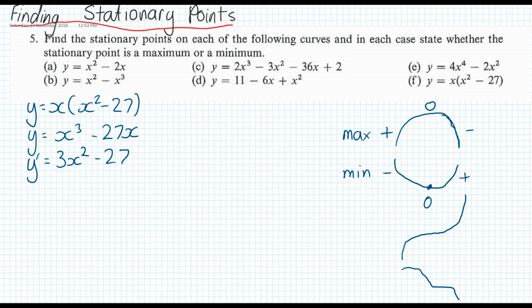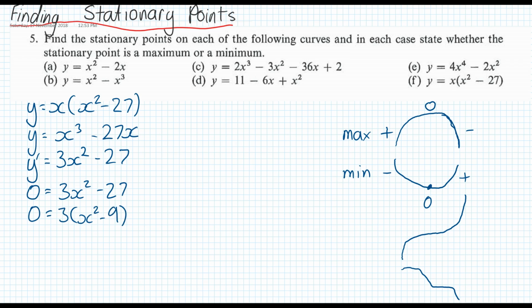Okay, now key with this is we don't want to use x to find a gradient. We want to use a gradient, namely 0, to find x. So we substitute y dash for 0, and we end up with 0 equals 3x squared minus 27. Okay, now all we need to do is factorize out the 3 to make it a bit simpler. So we end up with 0 equals 3 outside of x squared minus 9.